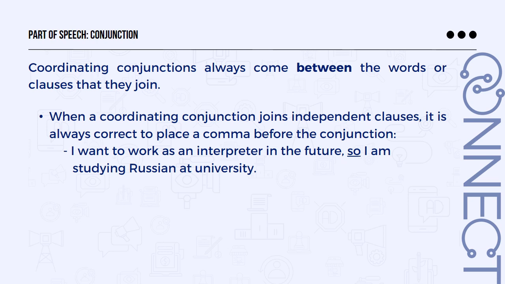Remember, kapag independent clauses, ibig sabihin, ang clause na yun o ang sentence na yun ay maaaring mag-stand alone. Ibig sabihin, naiintindihan siya na yun lamang, ay linalagyan ng comma before ilagay ang coordinating conjunction. Example, I want to work as an interpreter in the future. Diba, naiintindihan siya. But then, when you put so, meaning may karugtong pa siya, I want to work as an interpreter in the future, comma, so I am studying Russian at university.